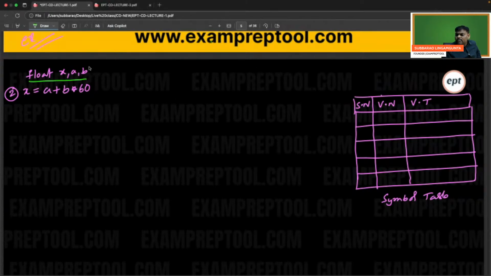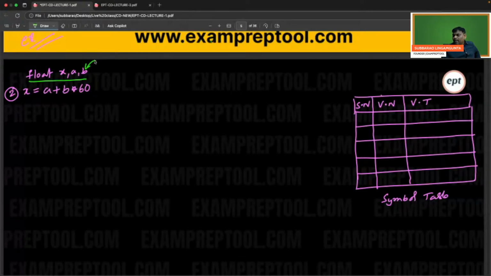Float X A B. Remember, at declaration time only you will get to know the type of every variable. By seeing the declaration, the compiler will call the semantic analyzer.